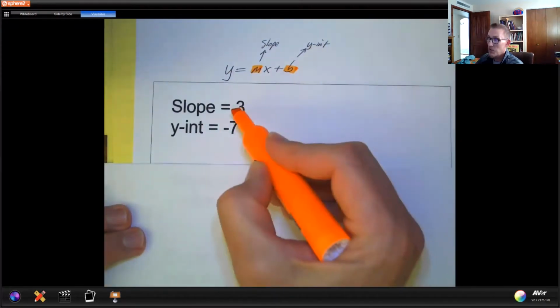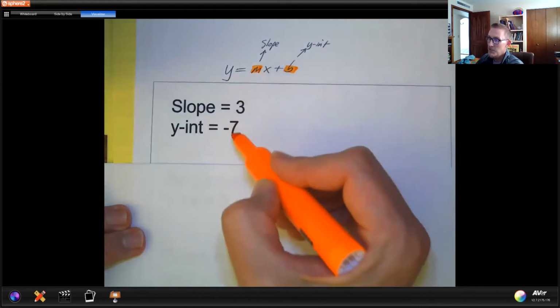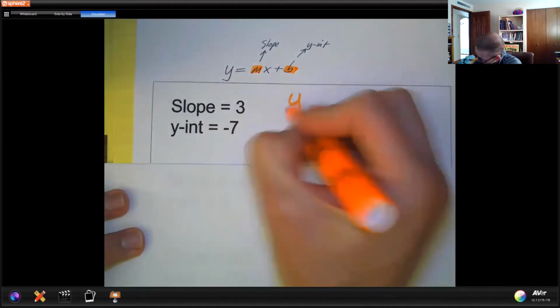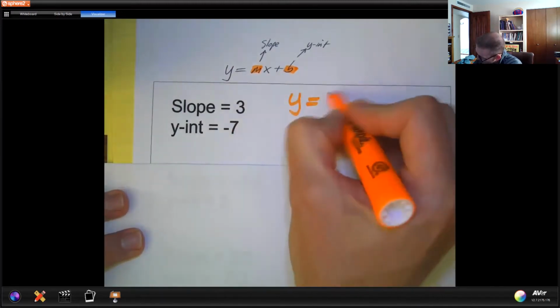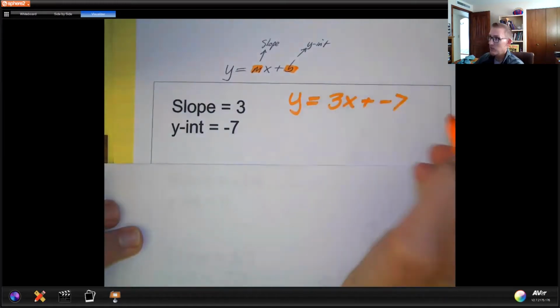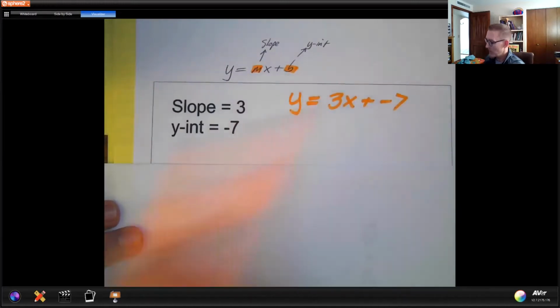So in this case, 3 is going to go in place of the m, and -7 is going to go in place of the b. So you're going to get y equals 3x plus -7. So I replace the m with 3 and the b with -7.